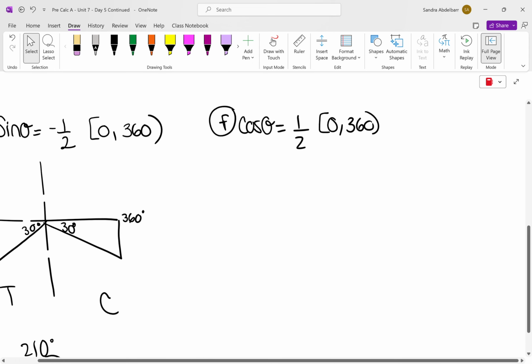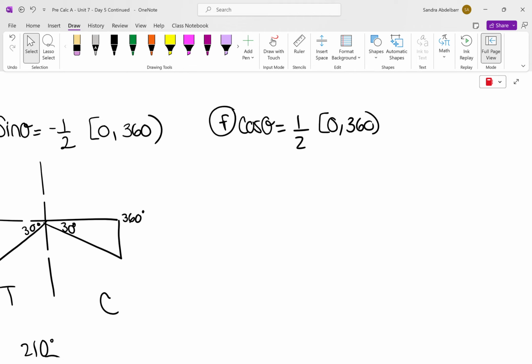All right, so you all are trying cosine theta equals a half, and we're on the interval from 0 to 360.